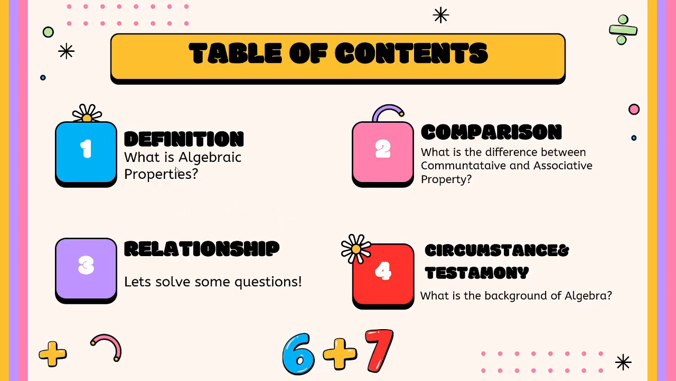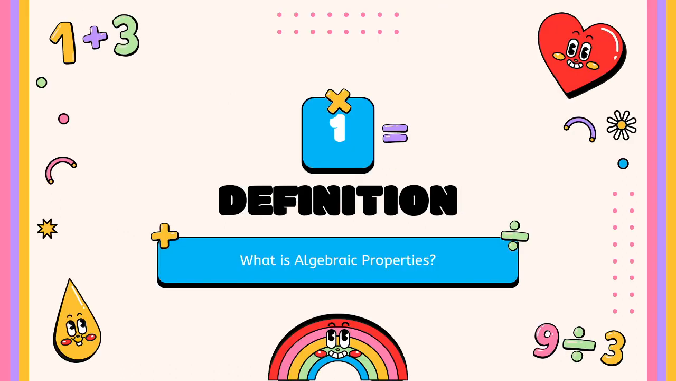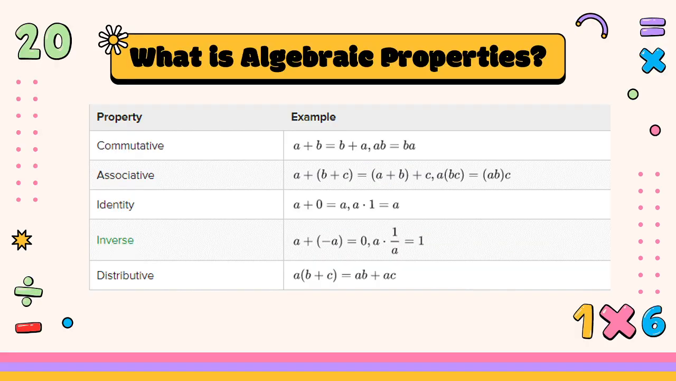Okay, this is my table of contents. We have definition, comparison, relationship, circumstance, and testimony. So, first, definition. We'll be answering the question, what are algebraic properties? These are the properties: commutative, associative, identity, inverse, and distributive. And we have their formulas, with an example of each formula at the back of them.